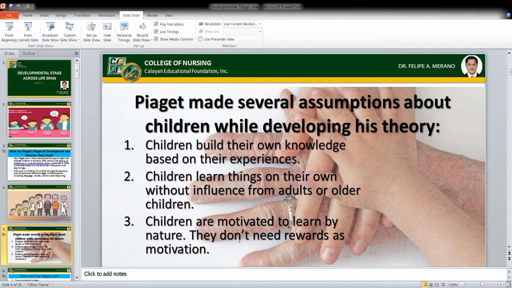Then children are motivated to learn by nature. They don't need rewards as motivation. Each one of us, when we were children, has his own motivation, has his own interest. That's why you could not inculcate or infuse to someone what to do, what to take, and what to aspire for. Because each one has his own mind, his own heart, his own motivation, concept, or perception. That's why learning is by nature.